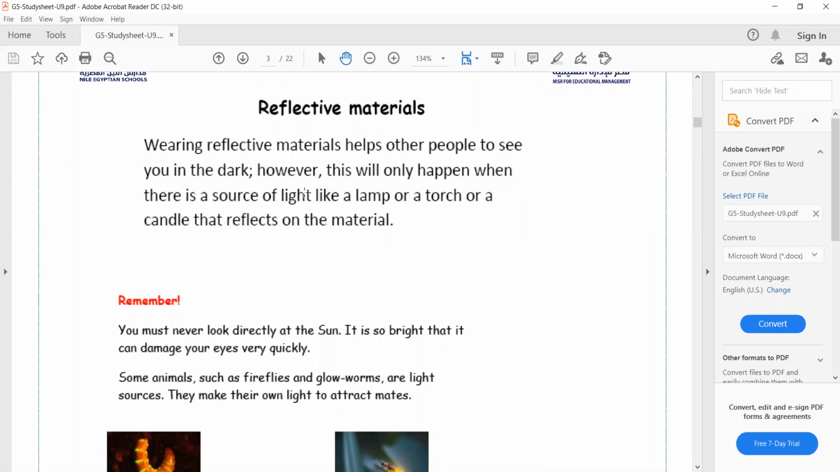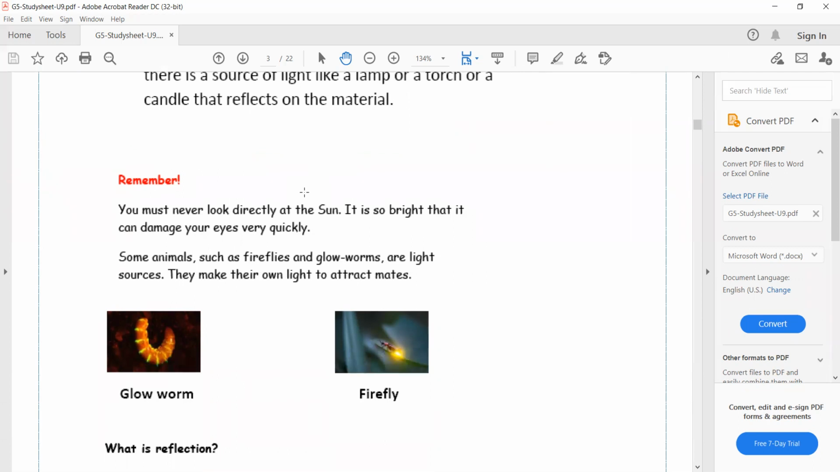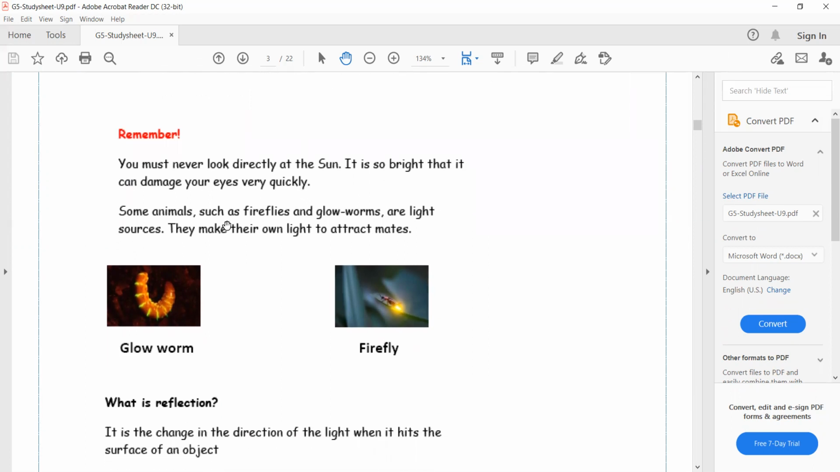Reflective materials. Wearing reflective materials helps other people to see you in the dark. However, this will only happen when there is a source of light, like a lamp or a torch, candle, that reflects on the material. Remember, you must never look directly at the sun. It is so bright that it can damage your eyes very quickly.